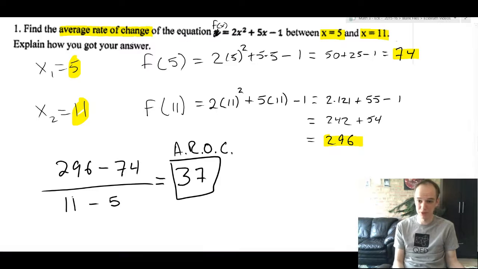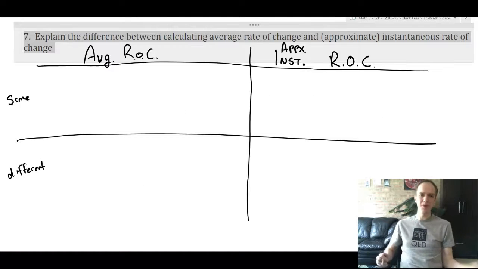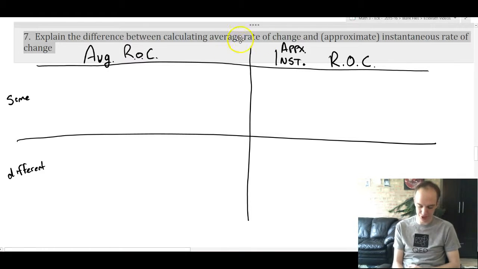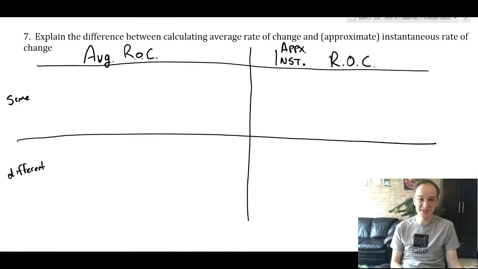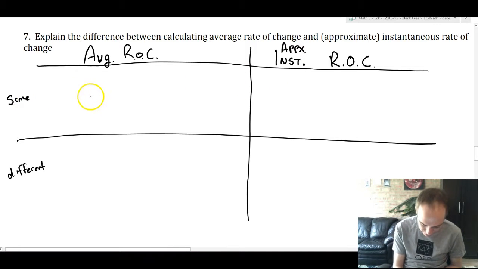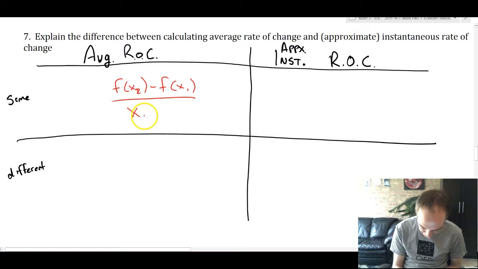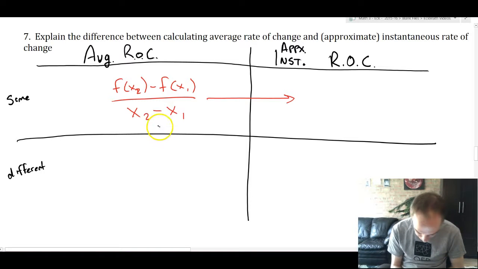I think we ask about the graphical interpretation very, very soon. All right, this problem is a little more conceptual. It's something you have to know. It's the difference in calculating average rate of change and approximate instantaneous rate of change. They actually have a lot of similarities. This does explain the differences, but I'm going to start by explaining the similarities. Both of these use a difference quotient, something like f of x2 minus f of x1 over x2 minus x1. Both of them use 2 points.